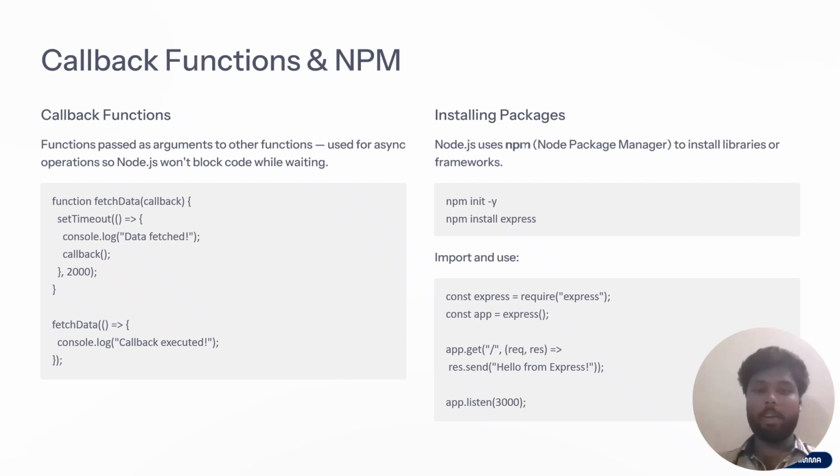So finally, to conclude, today we learned about variables, conditions, arrays, loops, functions, objects, Node.js basics, callbacks, and npm. These are the core fundamentals of JavaScript. Once you understand these, you can move to frameworks like React, Angular, or backend development.